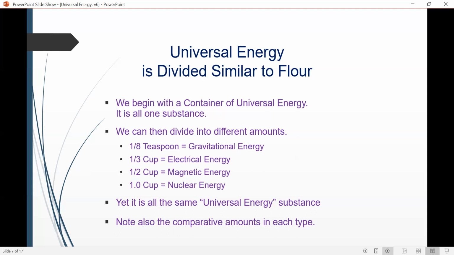So you see how that works? All of these types of energies are the same essence. They're all universal energy. The difference is the amount of universal energy that we're putting into the little containers, okay? So 1/8 of a teaspoon, gravitational energy. 1/2 a cup, much greater size, magnetic energy. And a full cup, that's a heck of a lot of universal energy. That makes our nuclear. So you see how that works? It's the same essence, we're just parceling it out into different sizes.